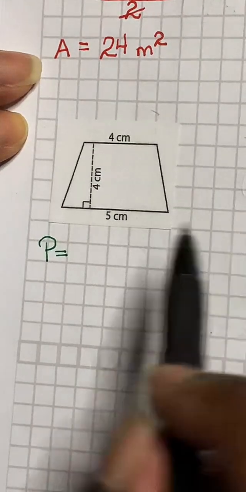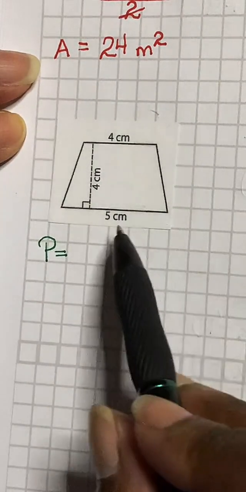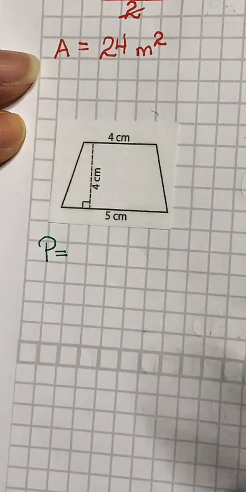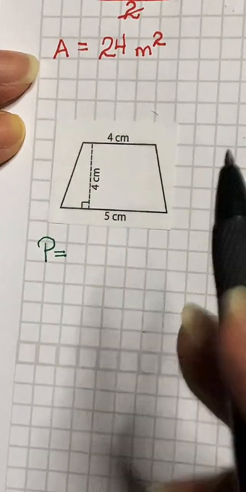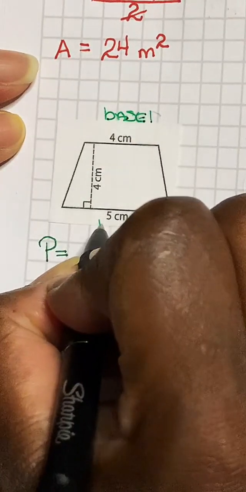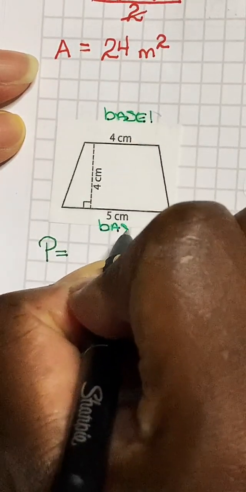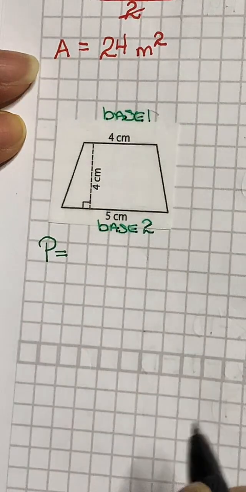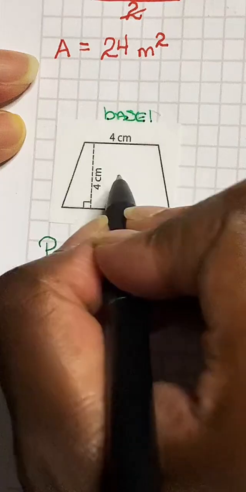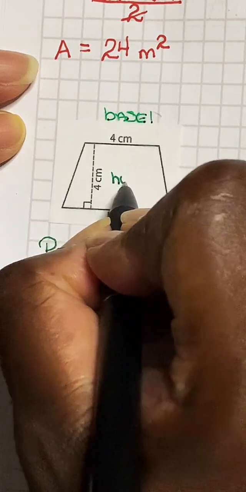All right. So, right here, we have a trapezoid or trapezium, okay? You have 2 different bases. I like to call this one up here base 1, and this one down here base 2. Okay? And this here is going to be your height.